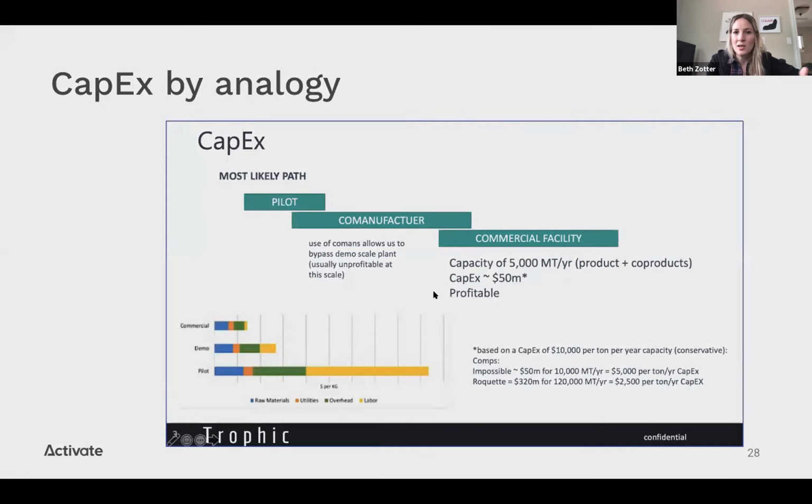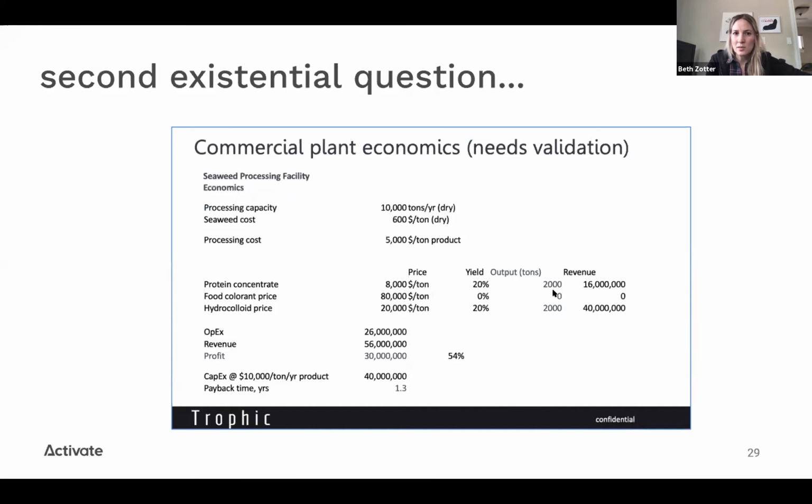And that was sufficient. Then those numbers got plugged in here to the second existential question. This is super simple, almost embarrassingly simple to me, but it's at the level where we're at right now. Up here is the cost of the raw material, and what's the processing cost. Here's the revenue we get based on the yield of those three products. And then here's the CapEx, at $10,000 per ton per year of product. What I was showing from the previous slide is that that's actually a conservative estimate.